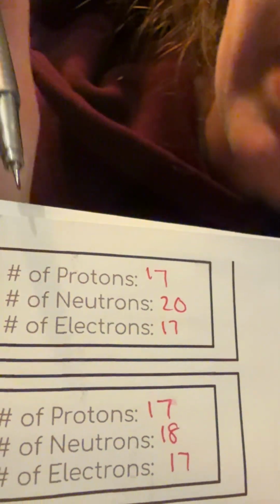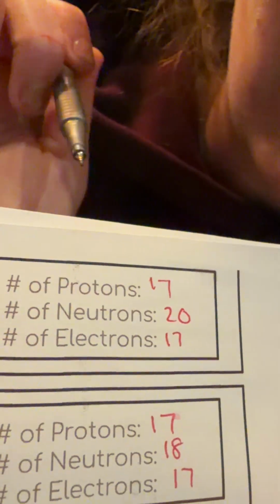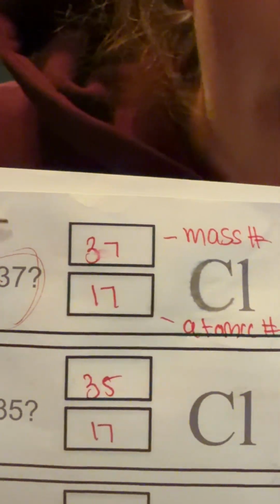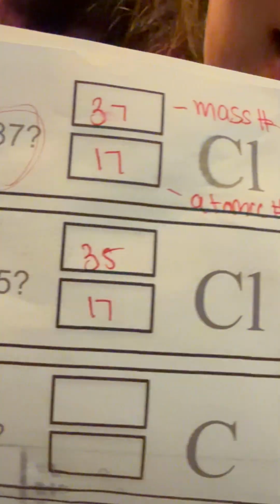Now we need to do a little bit of math. The number of neutrons and the number of protons should add up to that mass number being 37. So something plus 17 is equal to 37. Well, what is that something? 20.